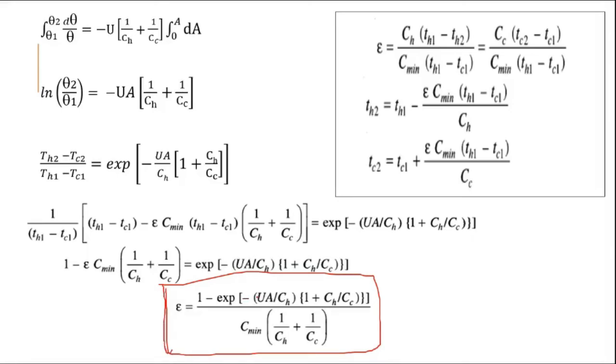In the effectiveness relation, we don't have any temperature term. What are the terms which we have? We have capital U, the overall heat transfer coefficient. It depends on the fluids which we are using. It depends on the nature of the heat exchanger material which we are using, whether the pipe is made up of copper or steel. So this U value is going to depend on the material.